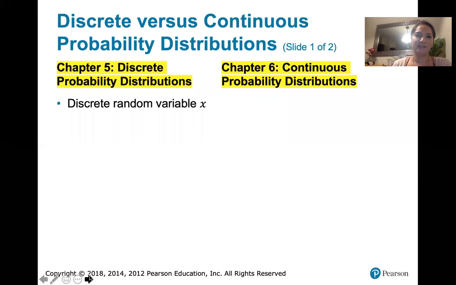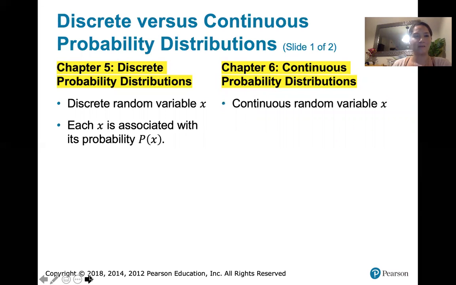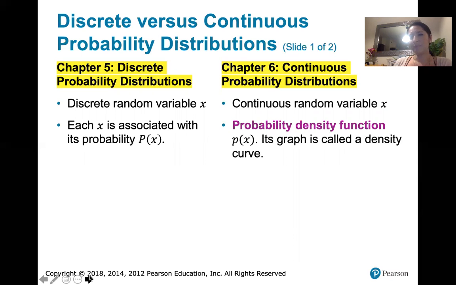So chapter 5 deals with discrete random variables X, whereas chapter 6 deals with continuous random variables. In chapter 5, each X is associated with its probability. In chapter 6, we have something called a probability density function that describes the probability related to continuous random variable X. The graph of this probability density function is called a density curve.